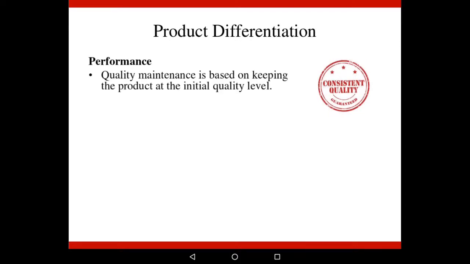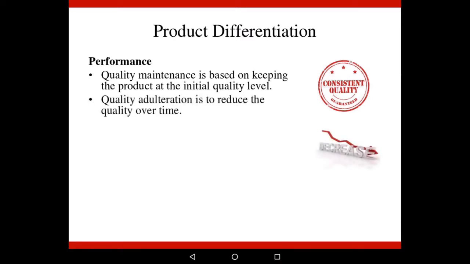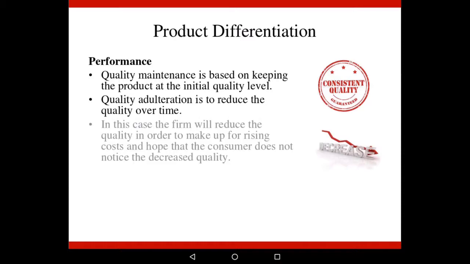Quality maintenance is based on keeping the product at the same quality level all the time. And quality adulteration is to reduce the quality over time. Now in this case, the firm will reduce the quality in order to make up for rising costs. So they need to reduce the quality a little bit because they can't afford to sell the same quality at the same price anymore. So instead of raising the price, they instead lower the quality so they can keep the price the same, so that people won't notice the decreased quality.